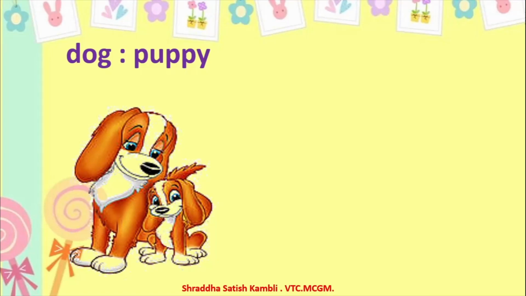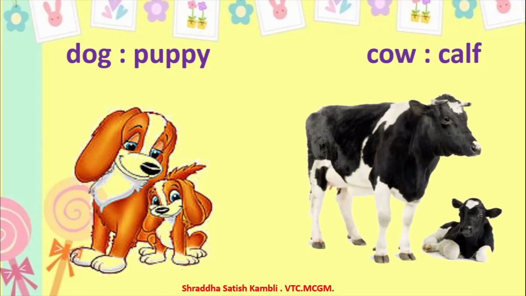Okay, you're supposed to read this along with me. You don't have to just look at the picture. You're supposed to read the words also. What about the baby of a cow? It's called as a calf. See? And can you see how all the babies look just like their mothers? They're only smaller in size, isn't it? The puppy looks like the dog. The calf looks like the cow.